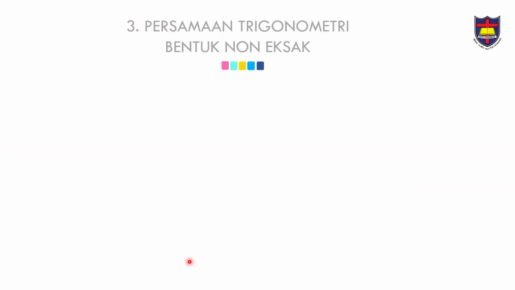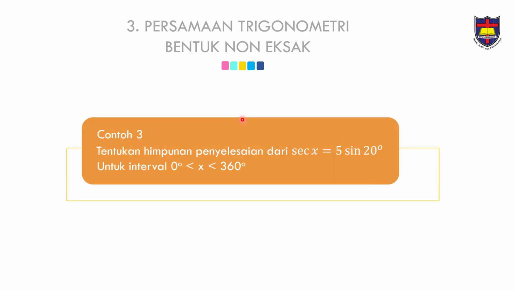The last example will be a trigonometric equation in non-exact form. Of course here, the value will not be a special angle, but we can find it using the calculator. Let's see this example 3. Find the solution of secant x equals 5 sin 20 degrees for the interval of 0 up to 360 degrees. So this is how we can solve it.